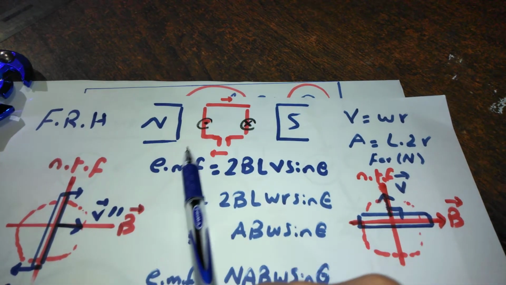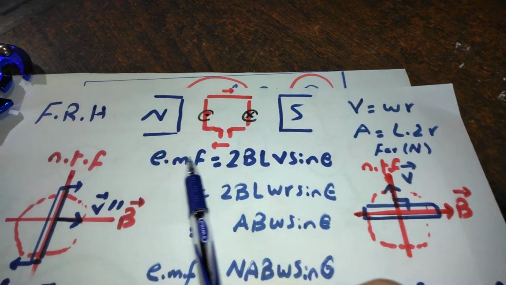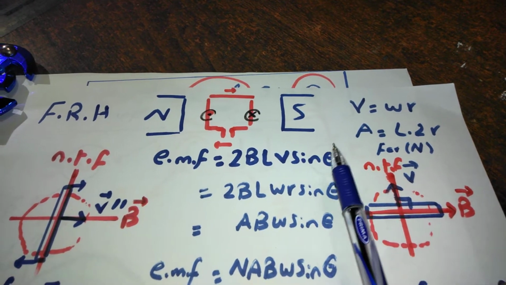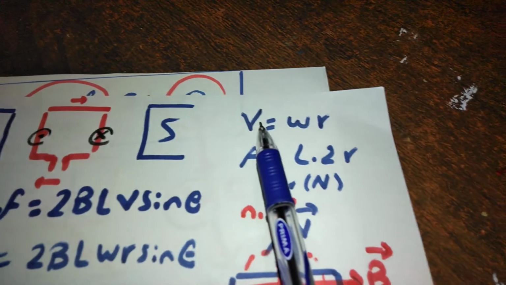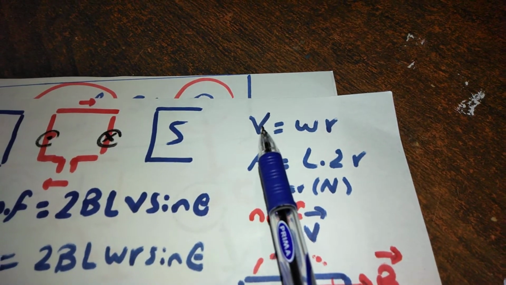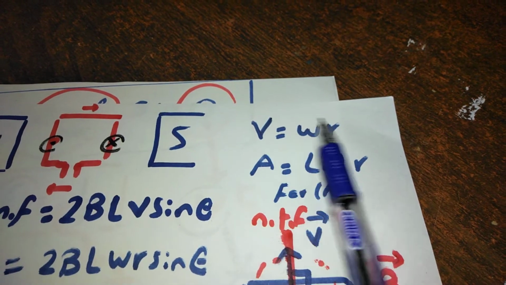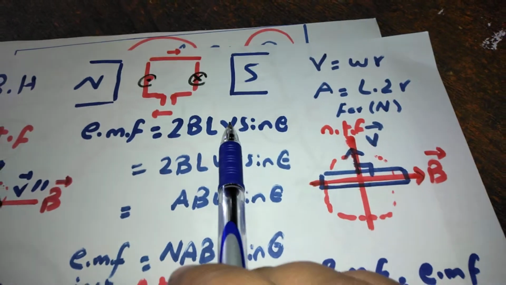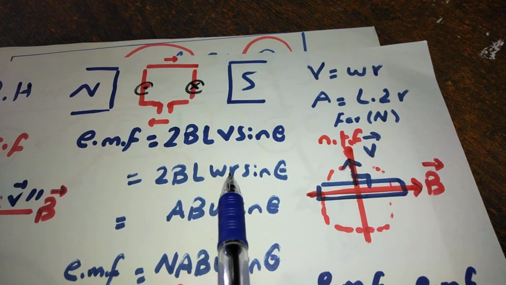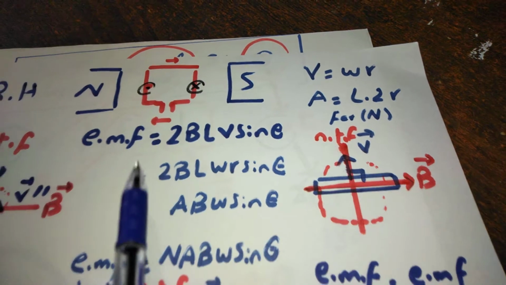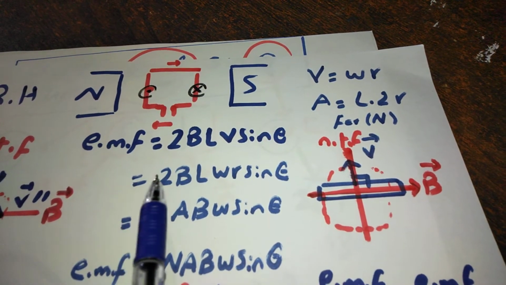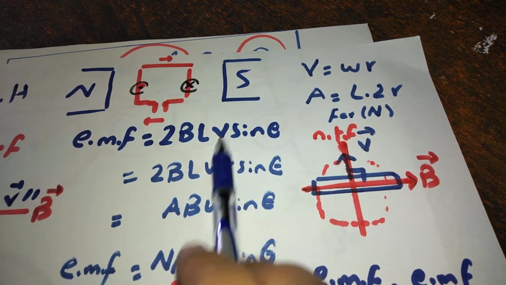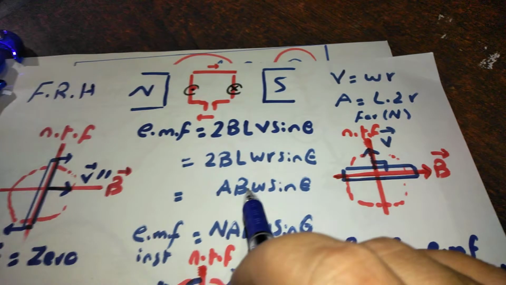We have here two longitudinal sides, and that's why the electromotive force is equal to 2BLv sine theta, and we have to make v equal omega r, as we know. So we substitute for v with omega r. Therefore the electromotive force equals 2BL omega r in place of v, sine theta.